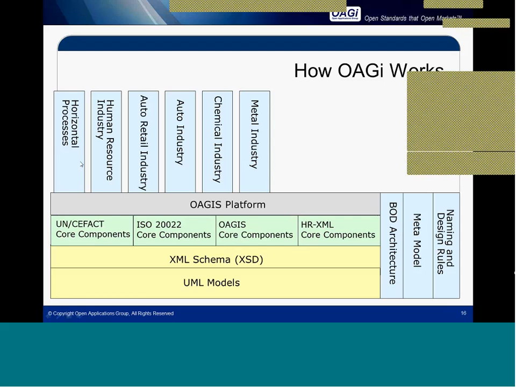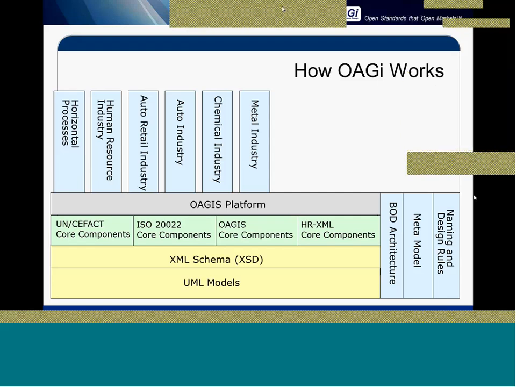And then we're supporting horizontal processes, and we're also supporting vertical processes as well. For example, the chemical industry, the metals industry. We've just completed some work at the end of last year to ensure that the metals industry requirements can be included within the OAGIS standard itself.